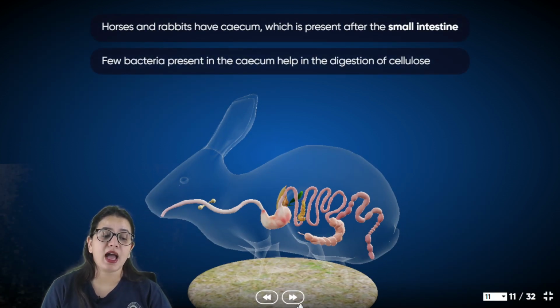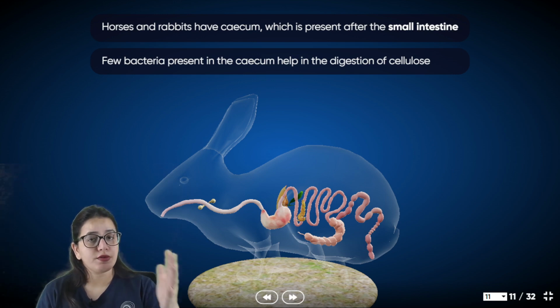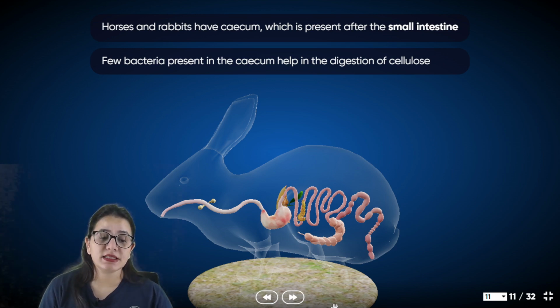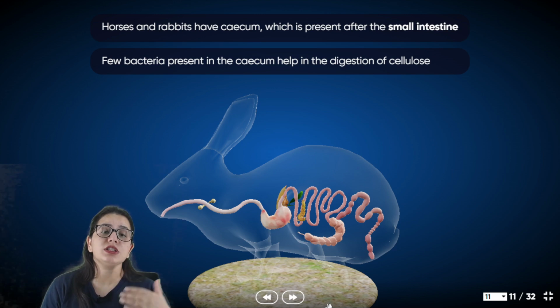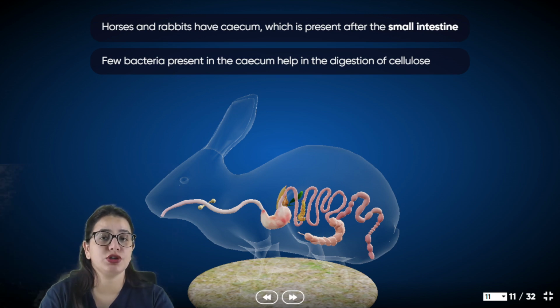Horses and rabbits have cecum which is present after the small intestine. So we were talking about the cows. Now we are talking about the horses and rabbits, because horses also eat grasses, rabbits also are herbivores. उनके पास क्या है, उनके पास है सीकम जो कि present है उनकी just small intestine के बाद. ओके, और उनकी सीकम में present है कुछ smaller bacteria जो help करते हैं उनको digestion of cellulose में.